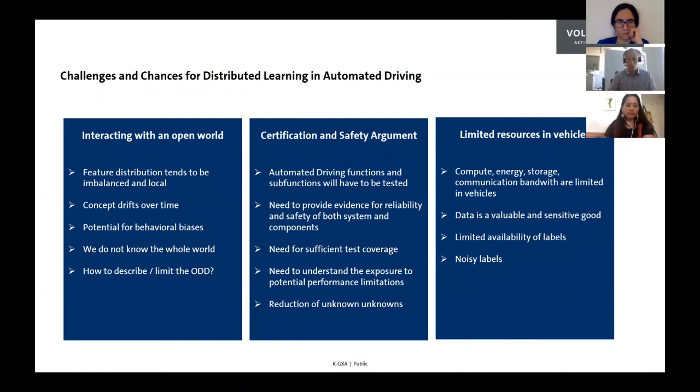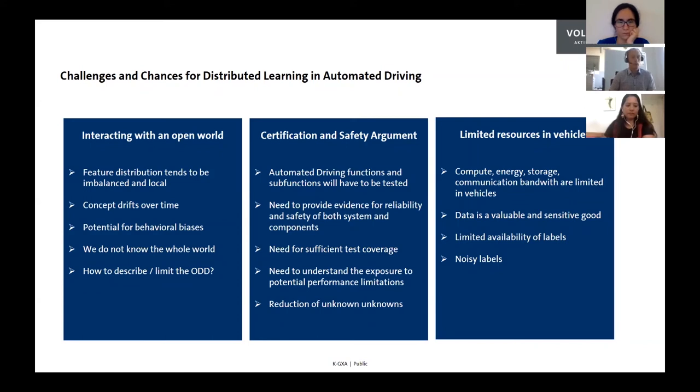And of course, we want to reduce the unknown unknowns. So by means of having the fleet flock around the whole world, of course, we want to make this fleet detect situations or circumstances or combinations of influential factors that we didn't think of before. So that's also a chance or a challenge, however you want to put it, for federated learning.